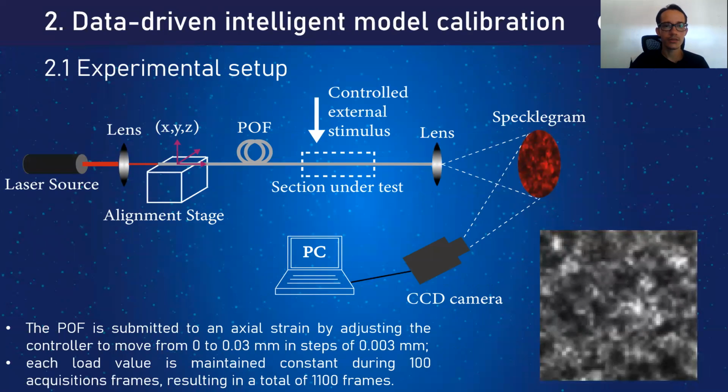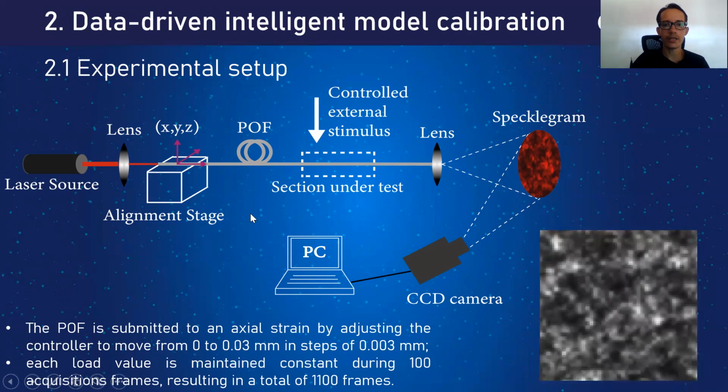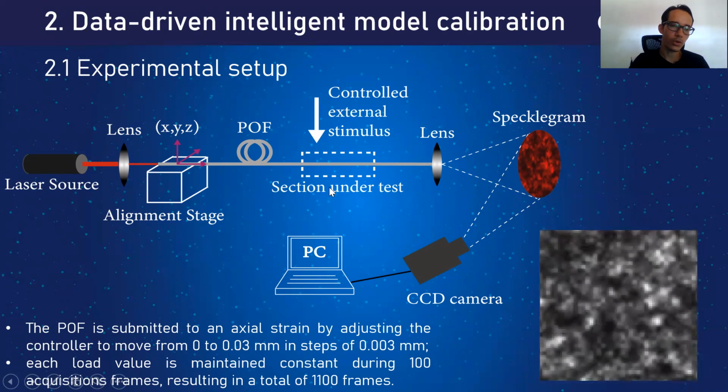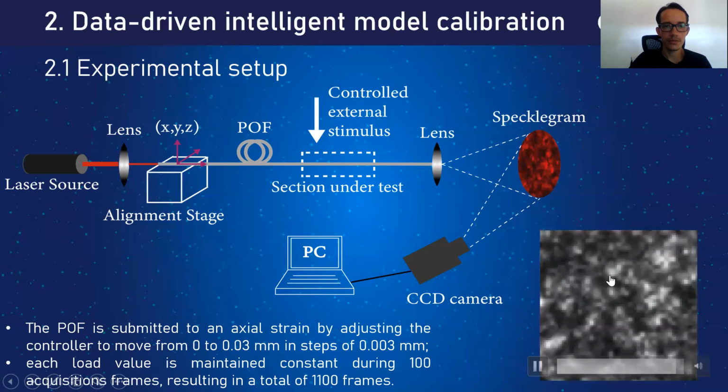Well, regarding the experimental setup, the presented setup is used to acquire the specklegrams, and such a configuration employs a linear step motor to exert precise axial loads to assess the strain sensitivity in a section under test of a polymer optical fiber. In this video, it's possible to see the sequence of specklegram frames acquired through the setup.